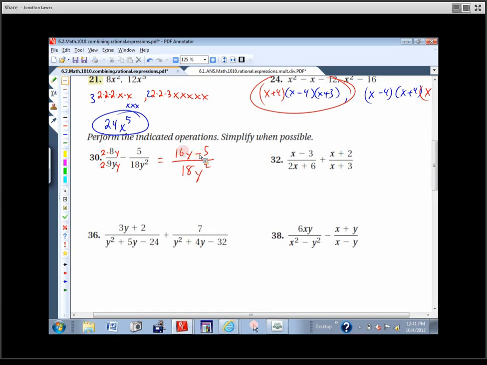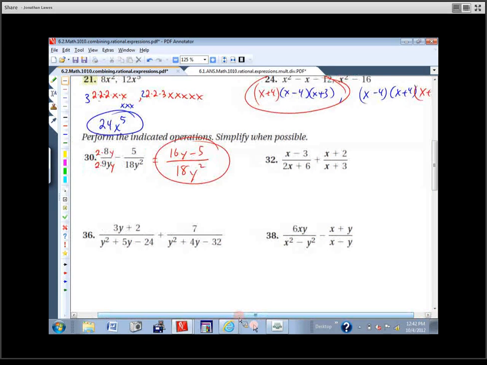Why can't you cancel these? Because they're one term. Okay, this one is a term. This one is a factor. Okay, you cannot cancel terms with factors. Okay, you only cancel factors, not terms. Okay, same thing with the y and the y squared. So this is done. End of story right there. Let's look at the next one.